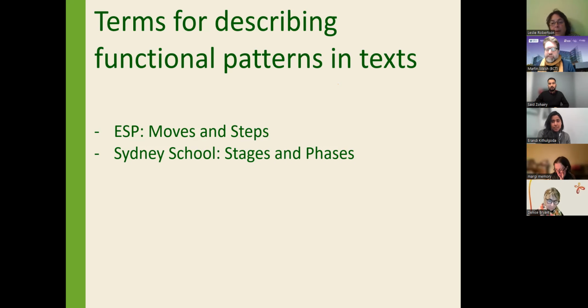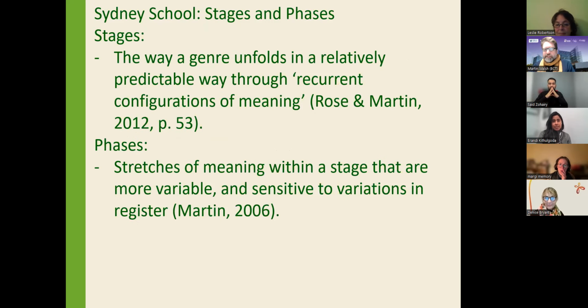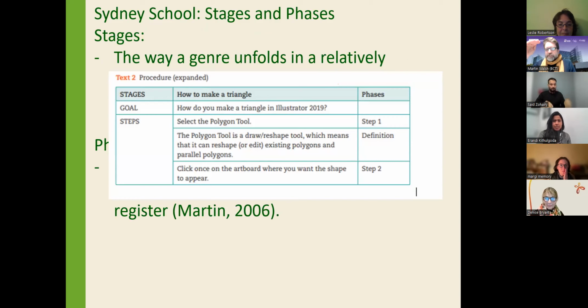And then in the Sydney School, they generally call them stages. And then they've started to introduce other elements called phases. You can be quite rigid about it, I suppose, if you follow some of these approaches. This is the Sydney School. So these are the stages from a procedure genre, which is the goal, and then the steps. You start off talking about what the goal is and the steps, but then you could have more defined aspects in some of the stages, and they're called phases. In the Sydney School, they say the phases are more variable and optional, and there's a bit more choice about whether they're included or not, or how they're included. They depend on the context.